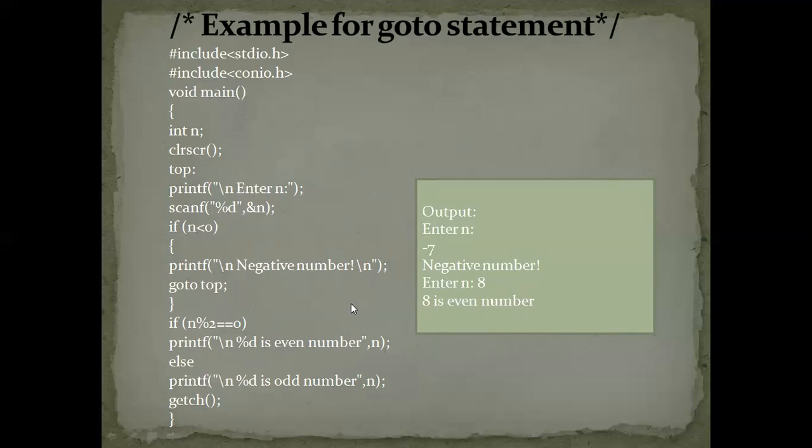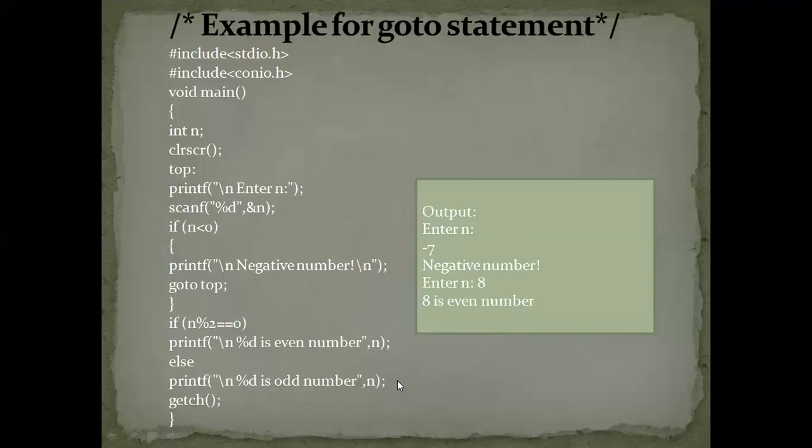Suppose the n value is not a negative number. Okay, imagine that another condition is there, if n mod 2 is equal to 0. Suppose the n value is 8, 8 mod 2, what is the remainder? 0. If that is the case, then it is an even number. Okay, suppose the n value is 9, 9 mod 2, the remainder is not 0, so it will go to the else part. Okay, it will execute: the number is an odd number.